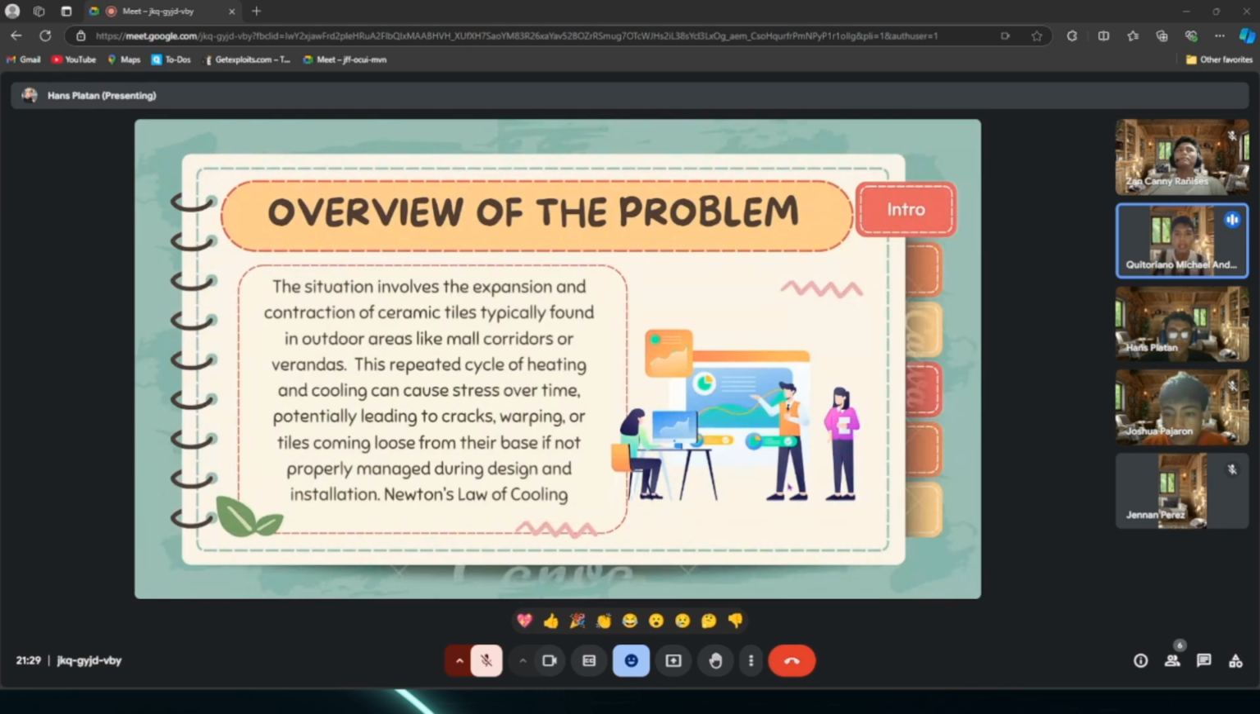So to precisely forecast how the temperature of these tiles varies over time, a mathematical model was employed, which is based on Newton's law of cooling. This law explains that the speed at which an object cools down is directly related to the difference in temperature between the object and its environment. So grasping this cooling mechanism is important for civil engineers to prevent possible harm and enhance the durability of tiled surfaces in outdoor areas. Next slide, please.